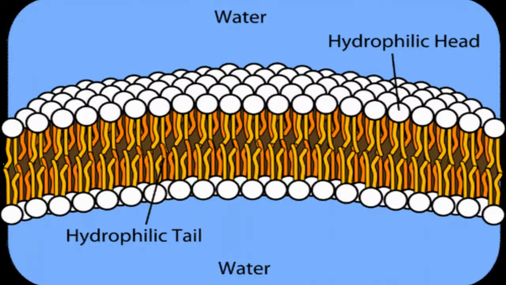Because the head groups are hydrophilic, they move towards water outside and inside the cell, while the two tail groups are hydrophobic, so they move away from water towards the center of the bilayer. This phenomenon causes formation of the phospholipid bilayer.